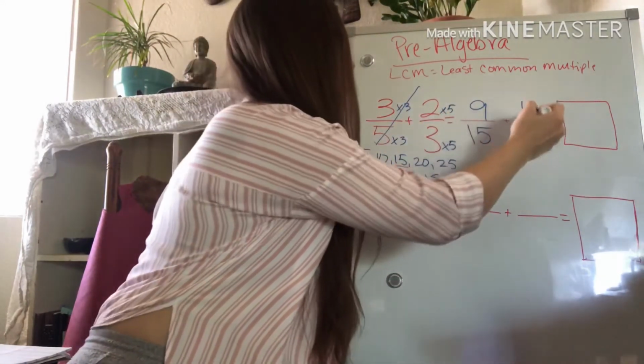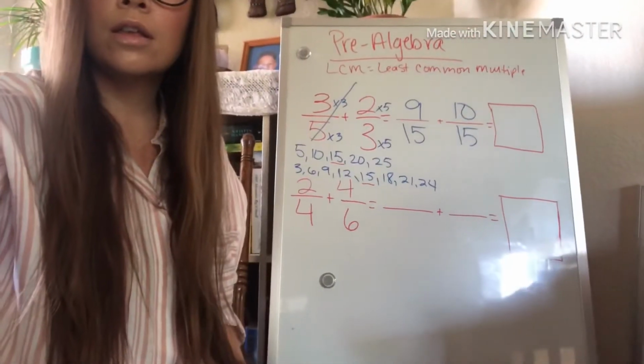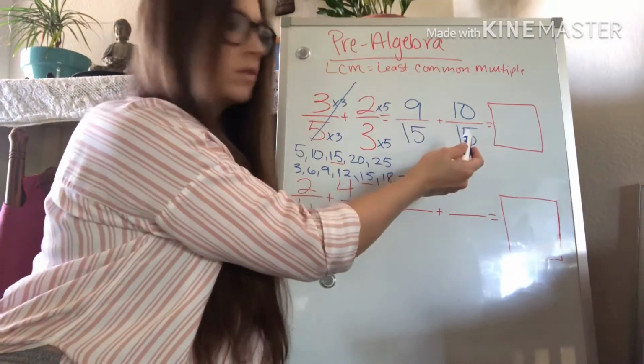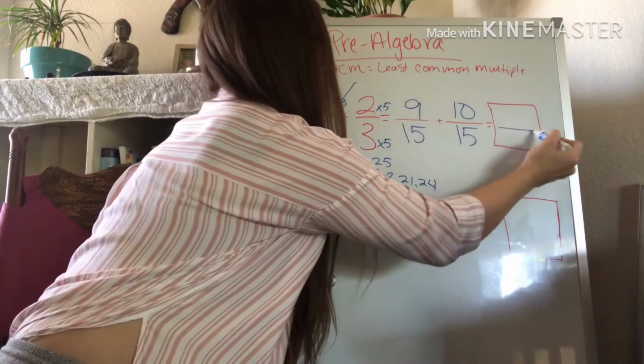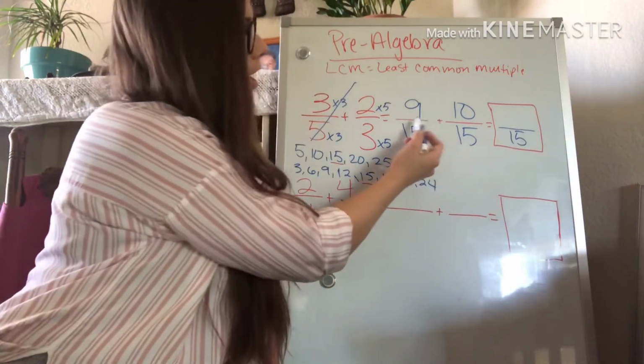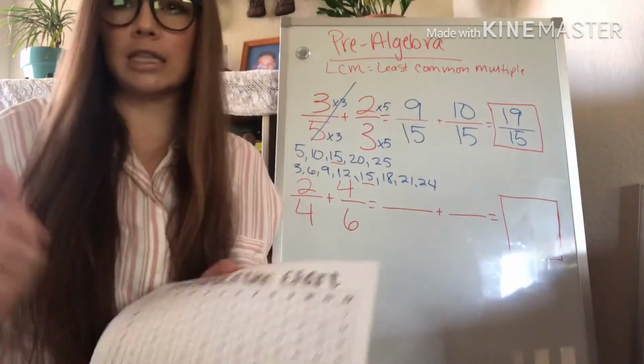5 times 2 is 10. So now I have 9 fifteenths plus 10 fifteenths. So my denominator is going to stay the same, right? 15, that's the reason that I can add them. So 9 plus 10 is 19. So your answer would be 19 fifteenths.